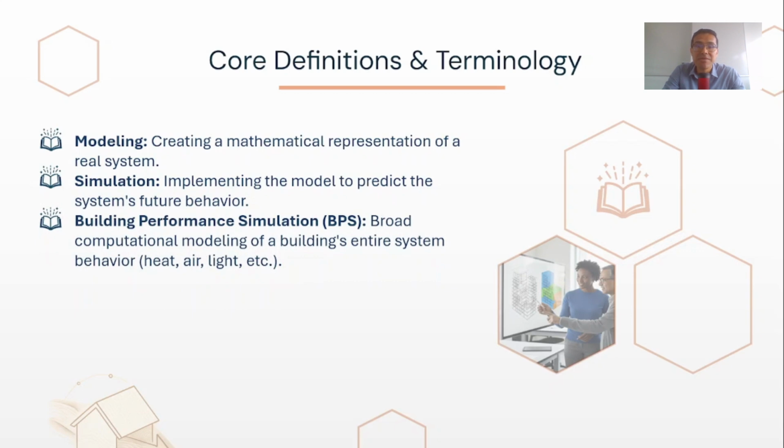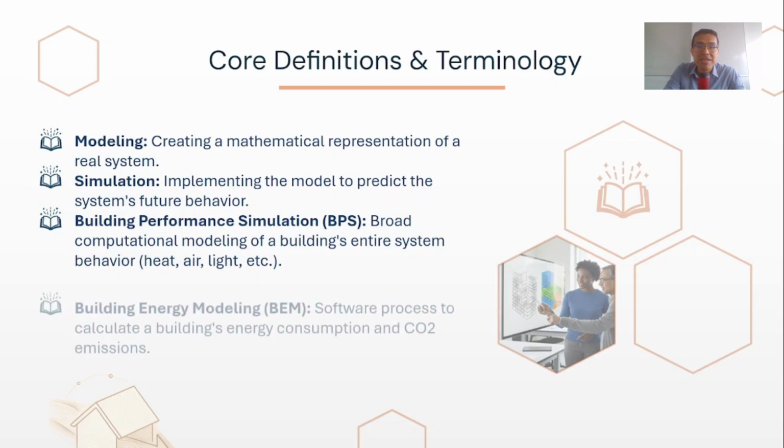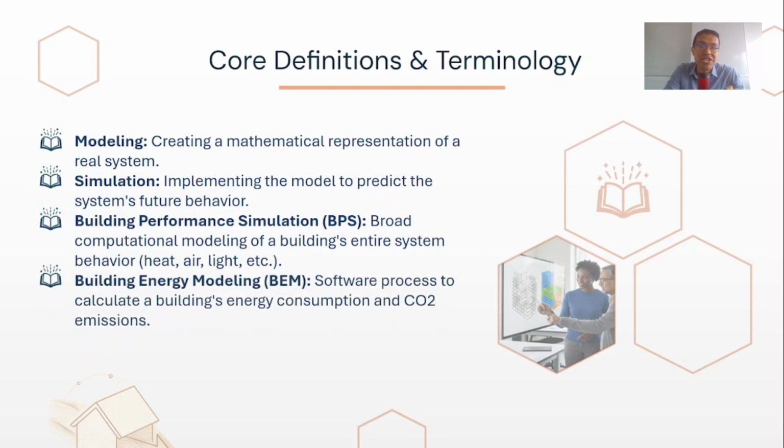The broad field we operate in is building performance simulation, BPS. These umbrella terms cover the computational modeling of a building's entire system, looking at everything from heat and air moisture to light. Our focus, however, is on building energy modeling, BEM, which is the specific process of using software to calculate a building's energy consumption and CO2 emissions.